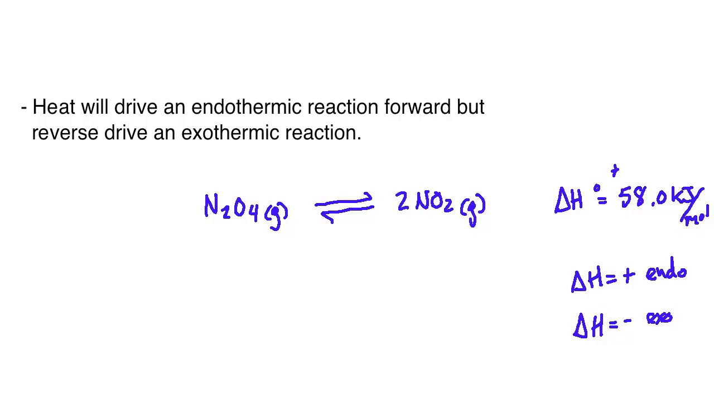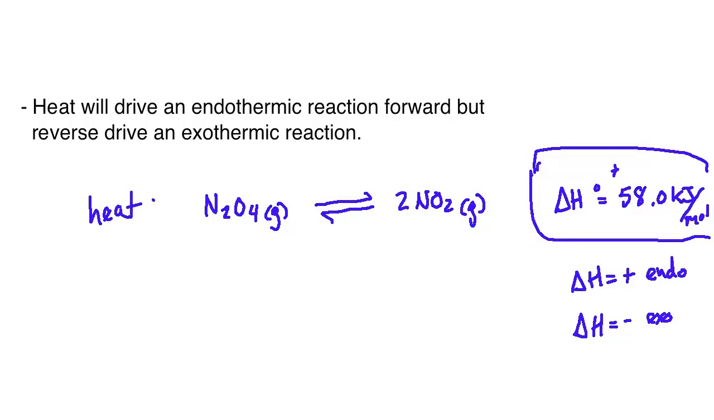So what I need to take away from this is the fact that this shows me that this is an endothermic reaction. So what does that mean? It means that heat must be absorbed as a reactant with the N2O4 in order to drive the reaction this way. So if heat is considered a reactant because it's endothermic, then if I increase the heat, that means I'm increasing one of my reactants. You can view it almost like a chemical reagent, and that drives the reaction forward. So heat will drive an endothermic reaction forward, but it's going to reverse drive an exothermic reaction.